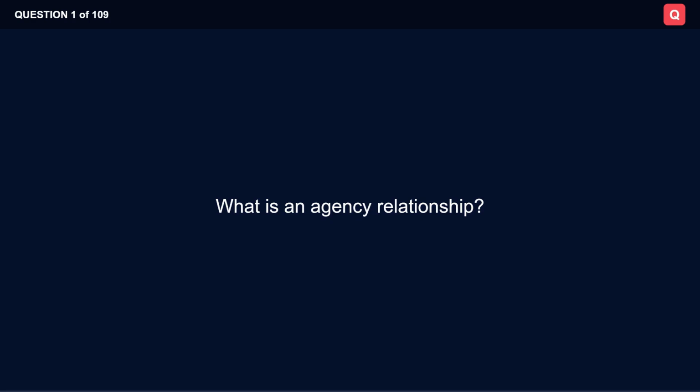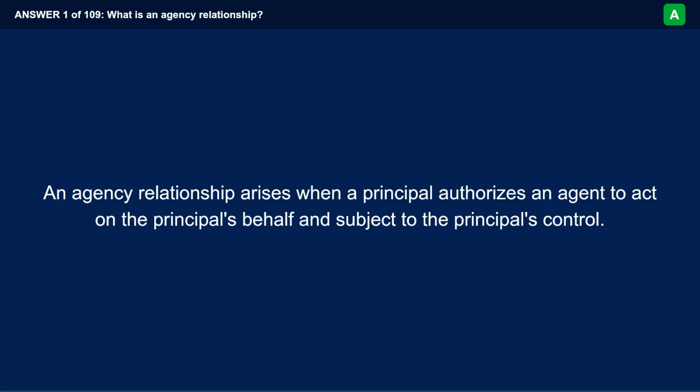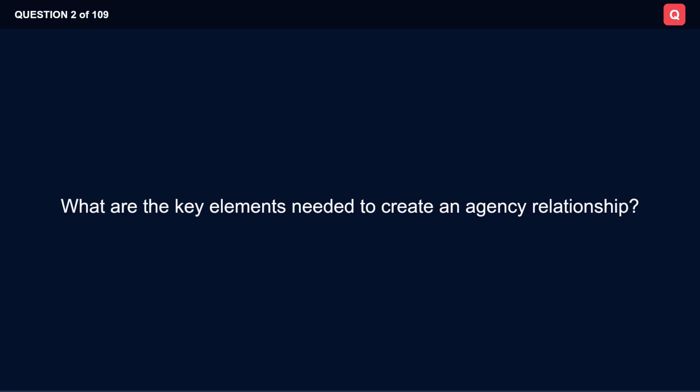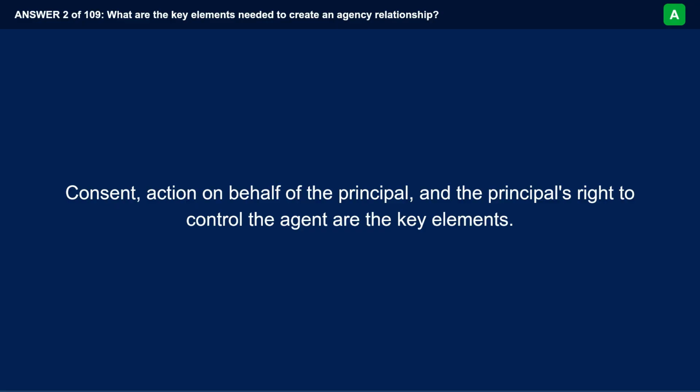What is an agency relationship? An agency relationship arises when a principal authorizes an agent to act on the principal's behalf and subject to the principal's control. What are the key elements needed to create an agency relationship? Consent, action on behalf of the principal, and the principal's right to control the agent are the key elements.